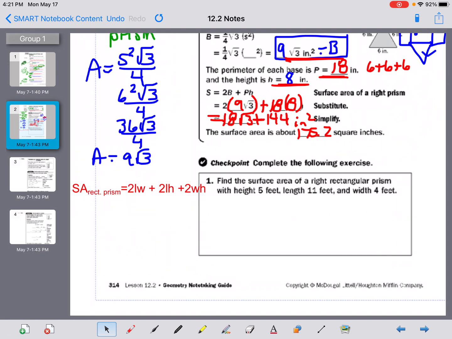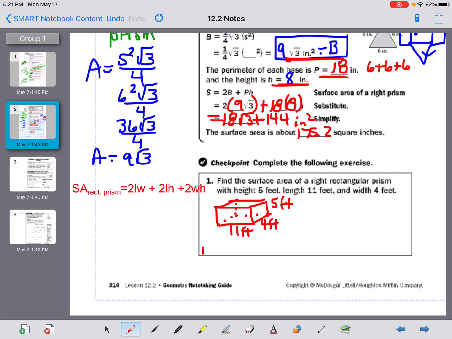All right. Surface area of a right rectangular prism with height of 5, length of 11, and width of 4. Okay, I'm going to draw this. A right rectangular prism, otherwise known as a box. Okay, so I have a height of 5 feet, length of 11 feet, and width of 4 feet. And I'm going to be honest, it doesn't matter where you label those. Okay, don't forget there are how many sides on a box? There's 6 of them.